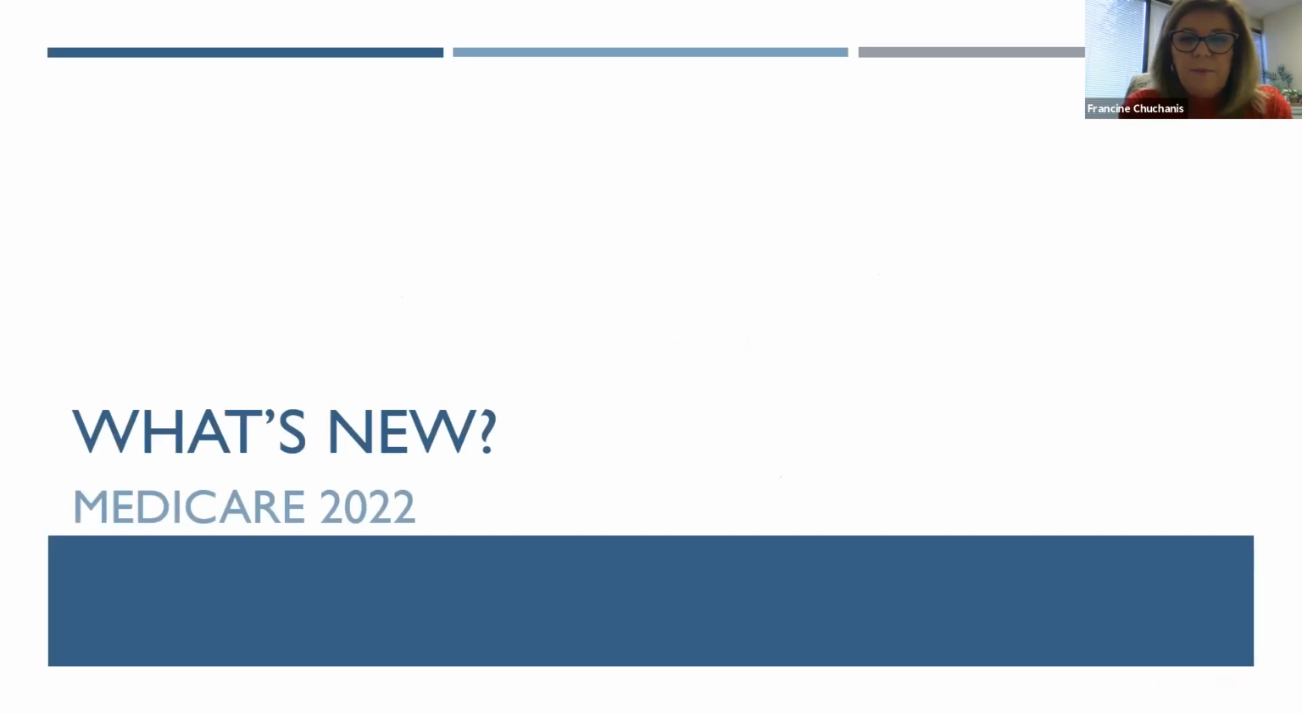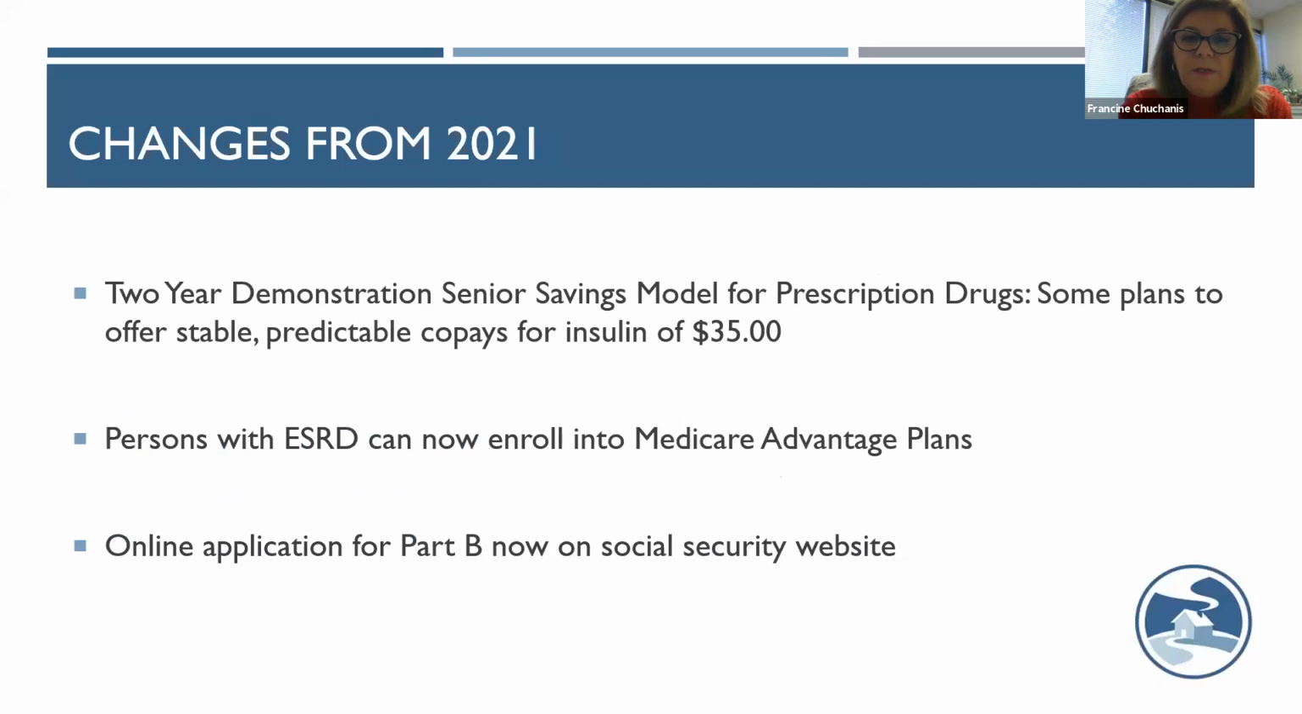Okay, I'm going to talk a little bit about some new things going on in Medicare and some legislative things that have come up. This year we had something instituted called a 2-year senior savings model demonstration. Some Medicare Advantage plans and standalone Part D plans decided to offer predictable copays for insulin, not more than $35. And that will show up if you do an analysis. If you need insulin, that will show up and your costs will be lower.